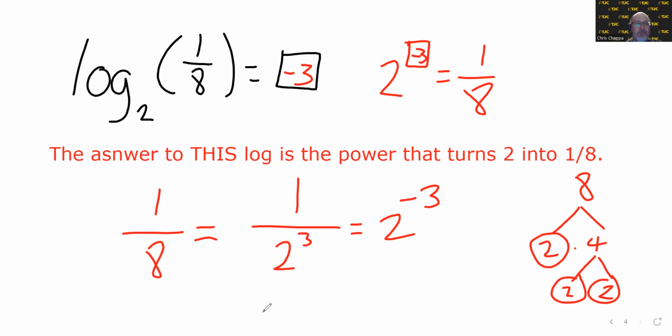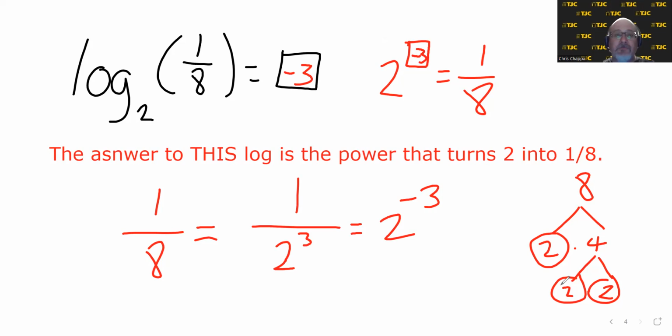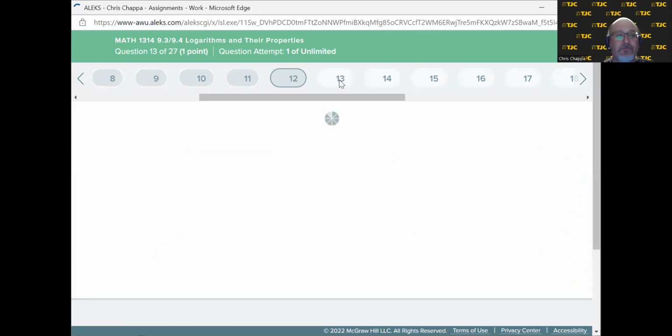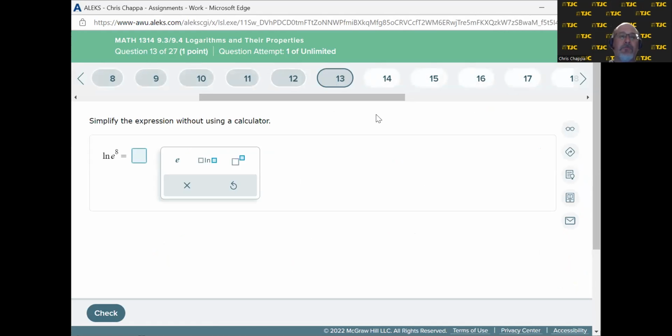Let's find a really good one, shall we? We did one like this in the previous video. I'm not going to write it down on the whiteboard, but knowing that natural log has a base of e, and the argument of this logarithm is e to the 8th, the question is, what power turns e into e to the 8th power? 8 is the power that turns e into e to the 8th power. Oh yeah.